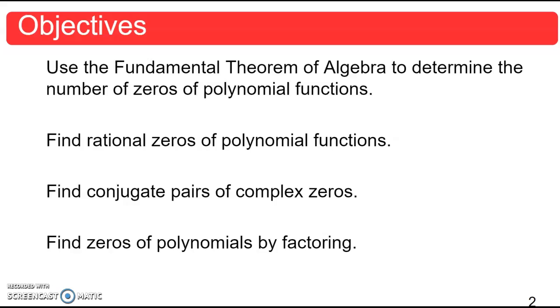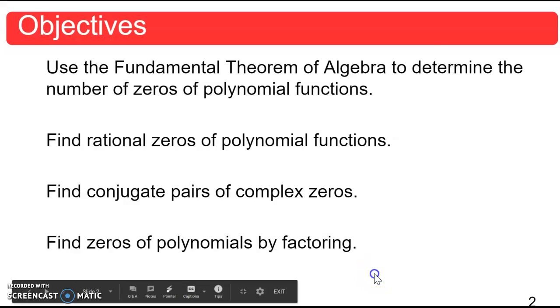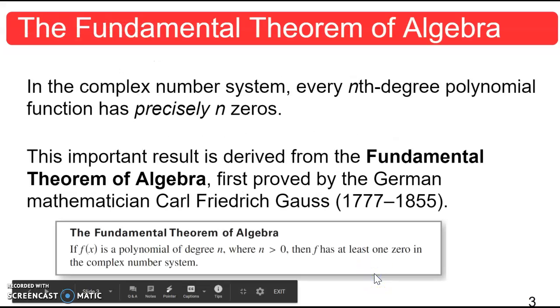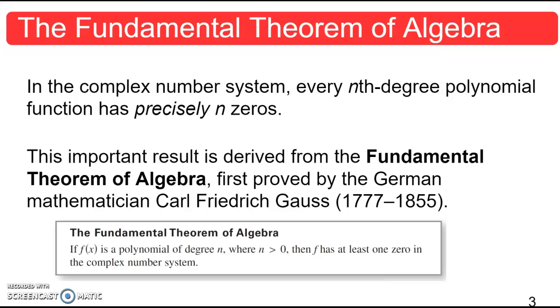So what is the fundamental theorem of algebra? How are we going to use this theorem to be able to determine the number of zeros of polynomial functions? The fundamental theorem of algebra says that in the complex number system, every nth degree polynomial function has precisely n zeros, and this was derived by Carl Gauss.